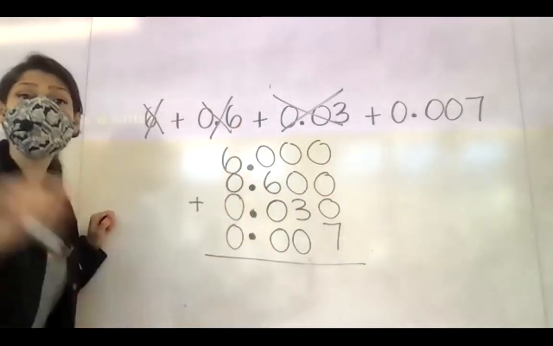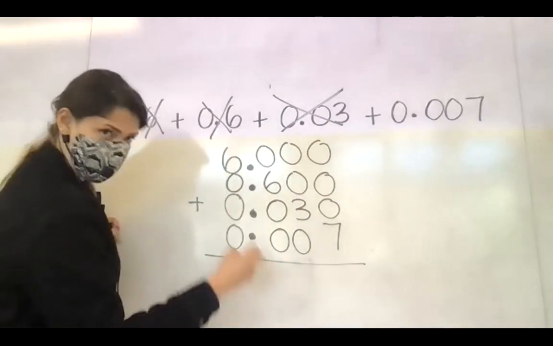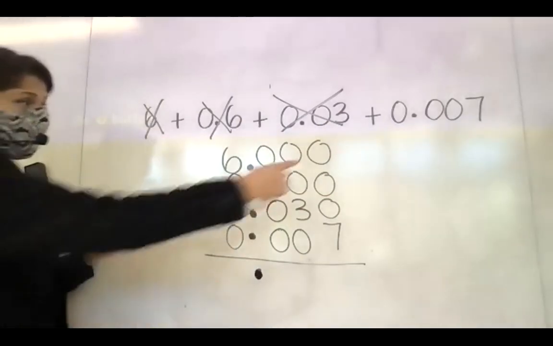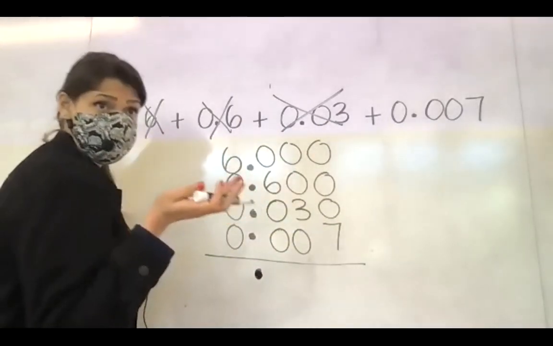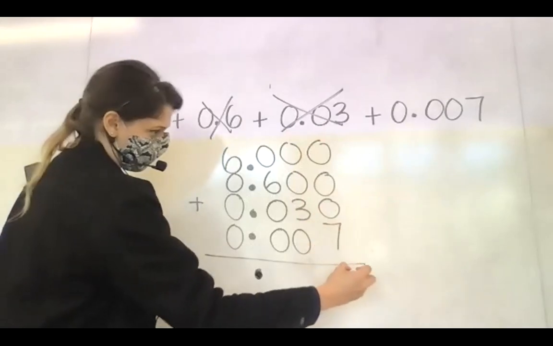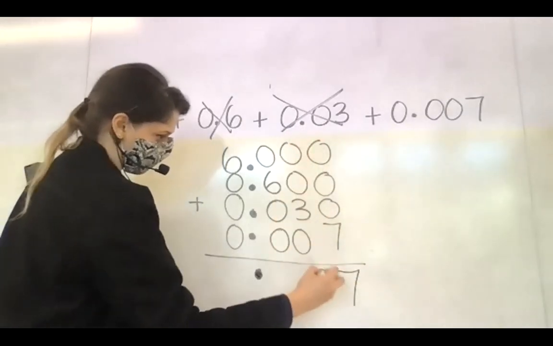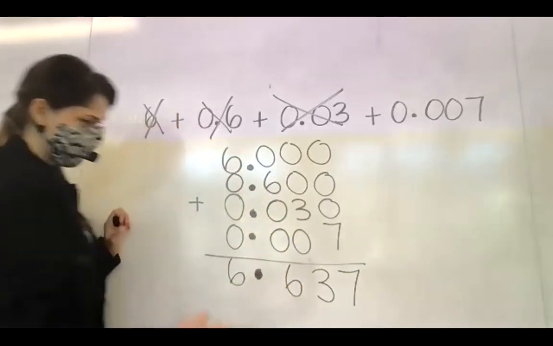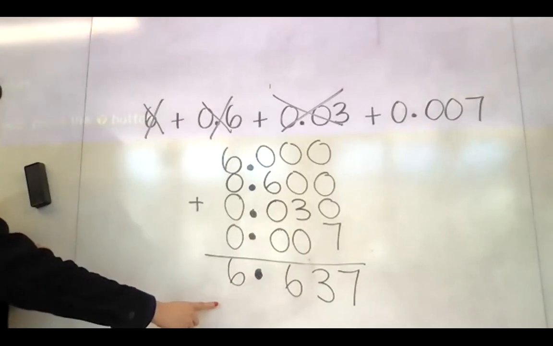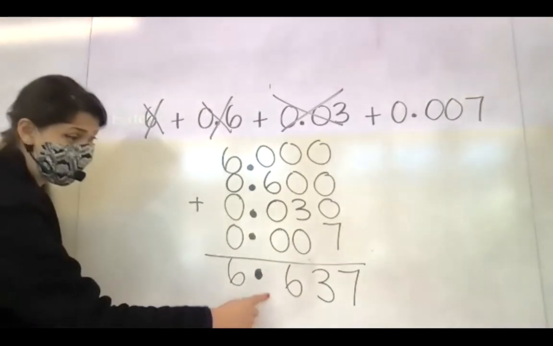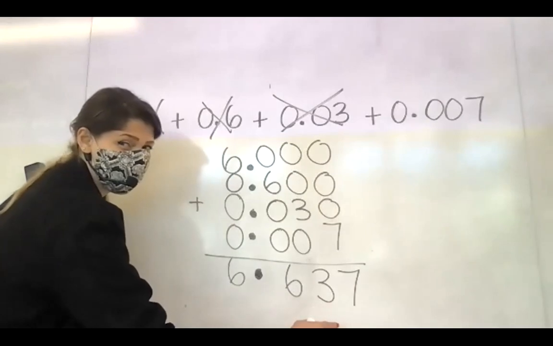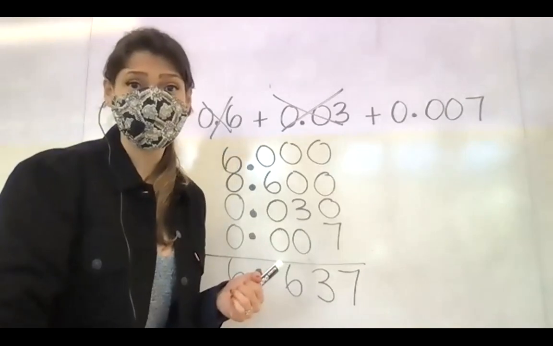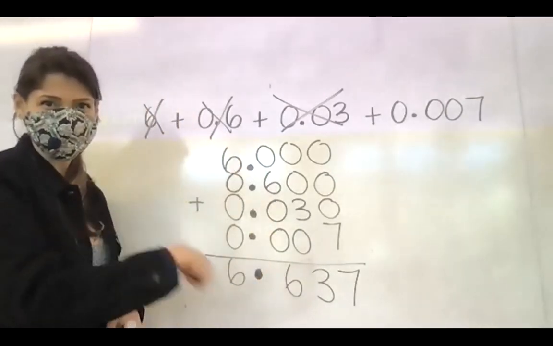First thing you do, please listen. The first thing you do is, before you add anything, bring your decimal point down. Then you always go from right to left whenever you add, right? 0, we get 7, 0, 0, 3, 0, 3, 0, 6, 6, 6. So our final number is, read the number with me in word form. 6 and 630 thousandths. Do you see how you write it?